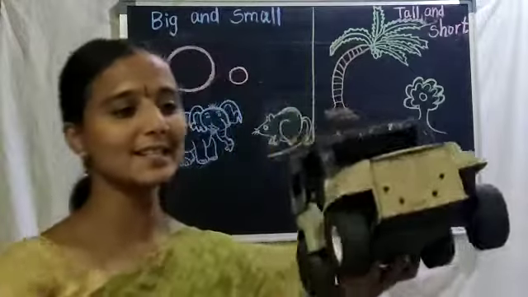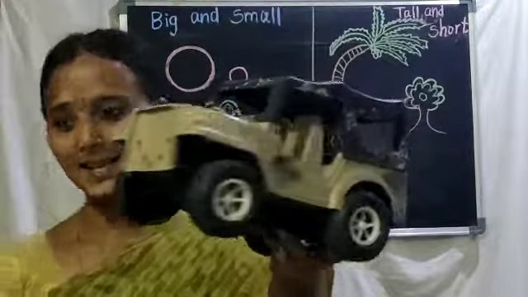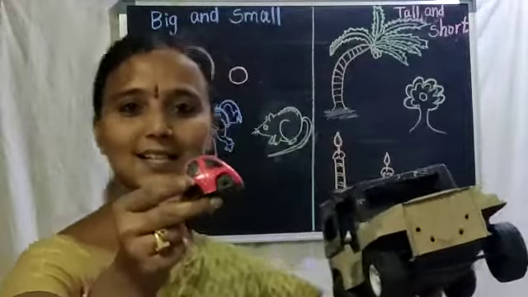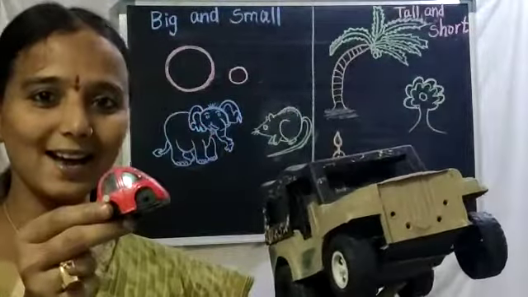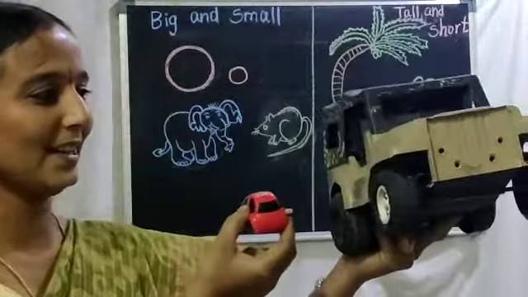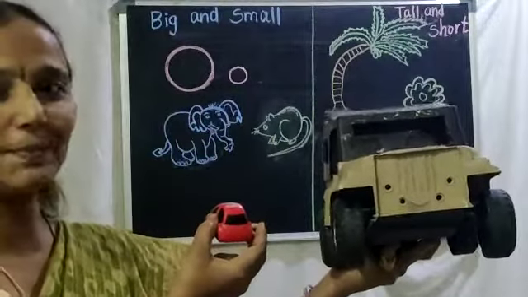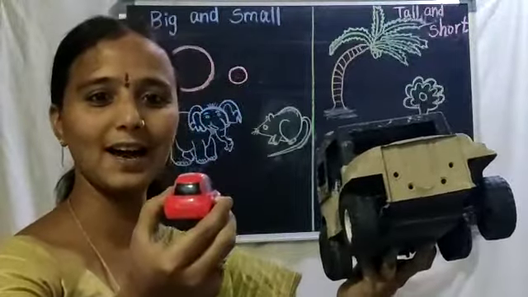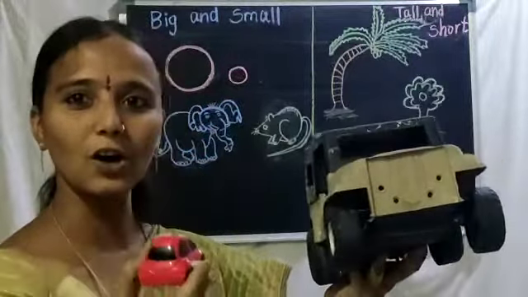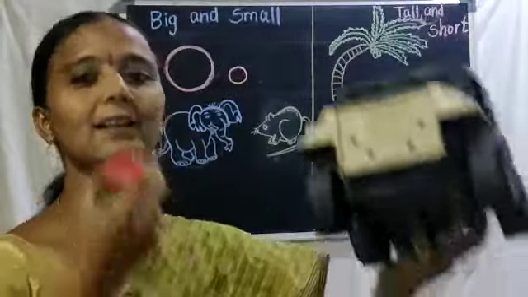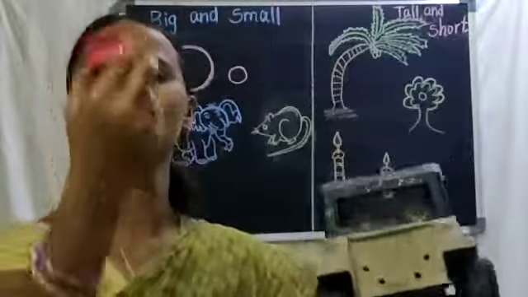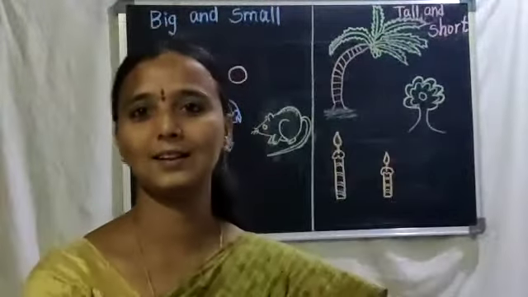Look here, children. What is this? This is a jeep. And what is this? This is a car. Look, children, how is the jeep? Jeep is big. And how is the car? Car is small. Big, small.